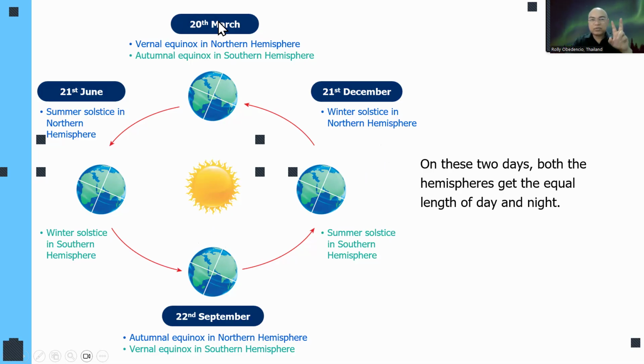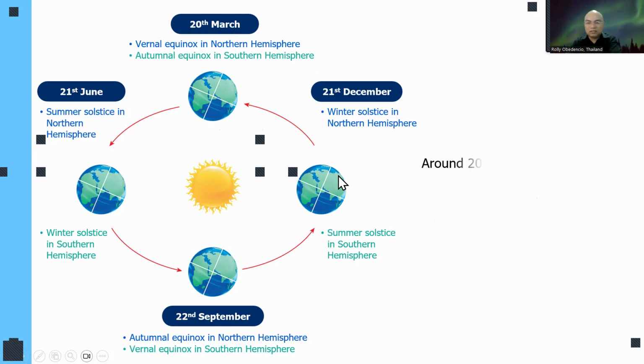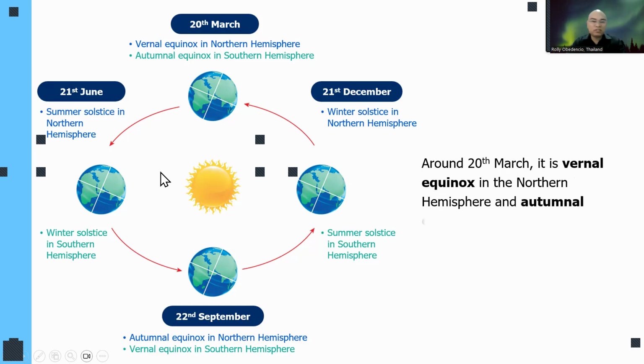All right. And on these 2 days, that is 20th of March and 22nd of September, both the hemispheres, that is the northern and the southern, get equal length of day and night. Remember? Right? Equal length of day and night. While in this area, they are not equal. All right? We have the shortest and the longest.